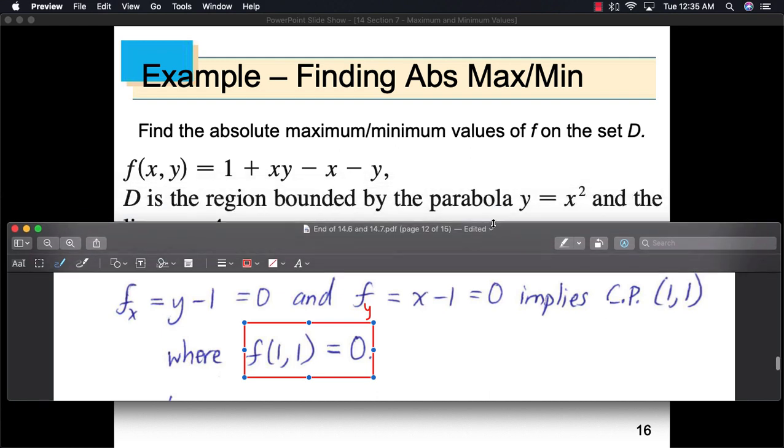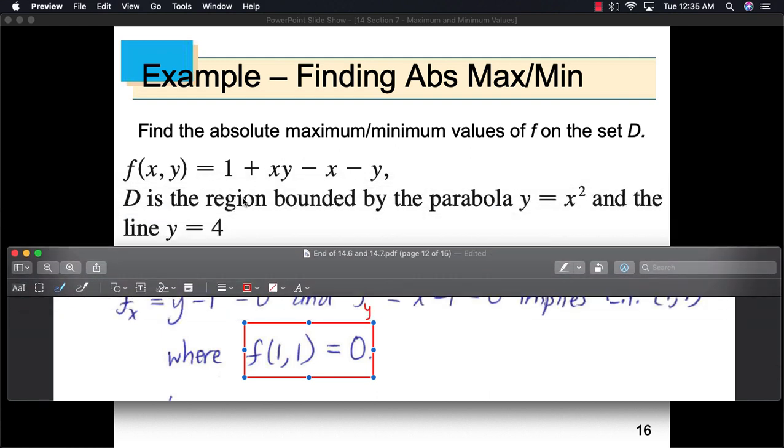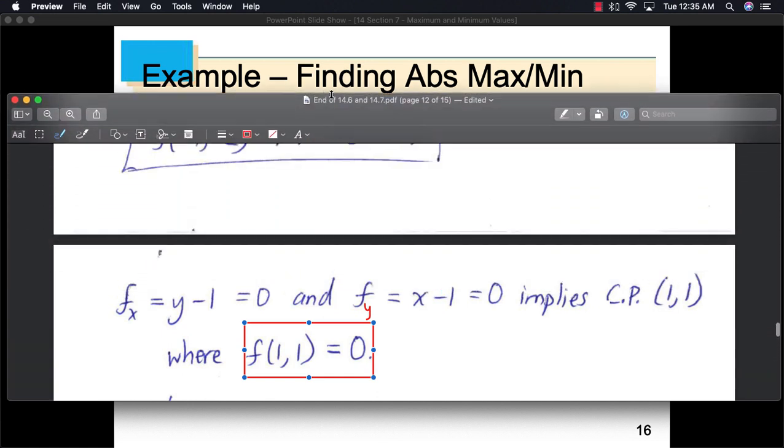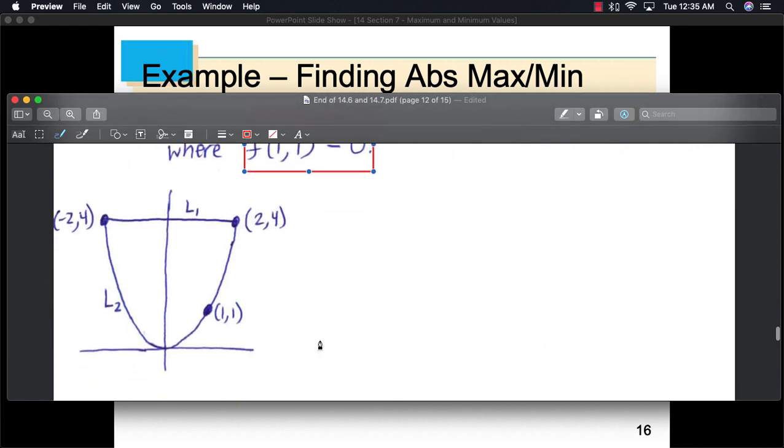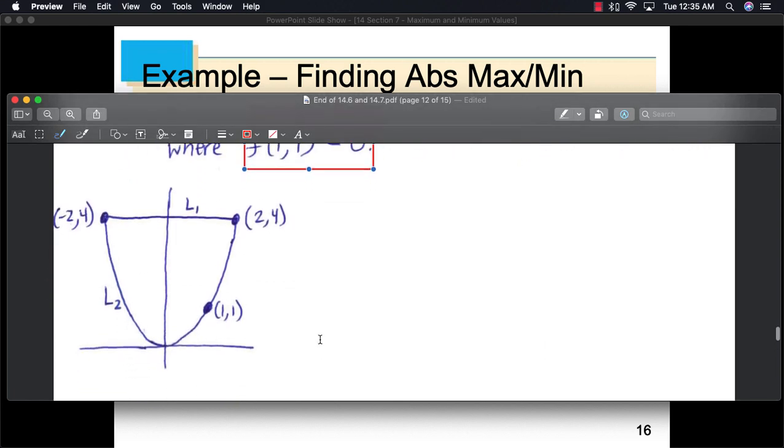Now let's take a look at the actual region. The region is bounded by the parabola y equals x squared and the line y equals 4. Pretty easy to graph that. As I graph that, it should look something like this. I think that comes as no surprise. So here's my region. Notice how our critical point just happened to be on the border itself. That was just purely coincidental.